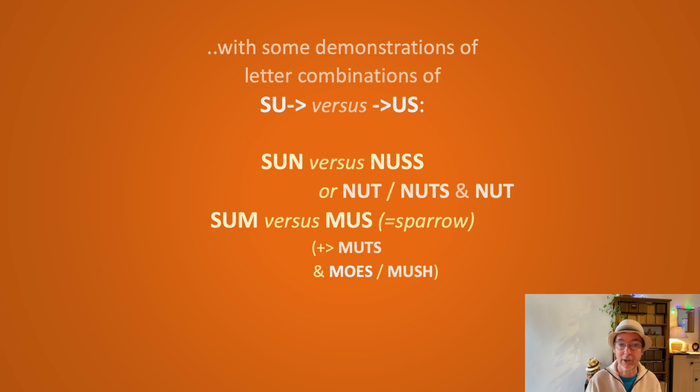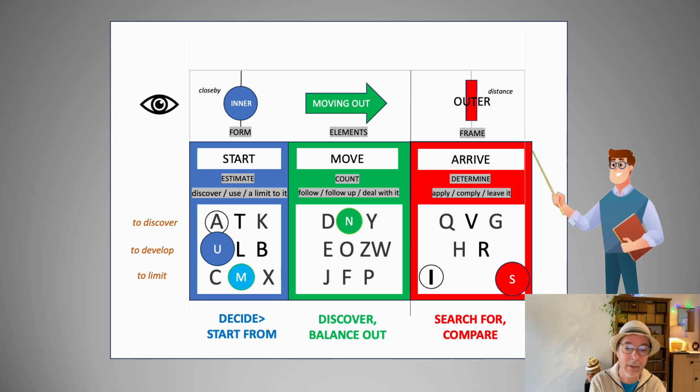And that's why sun is more or less the opposite of NUSS, which is a German word, which is more or less the same word when I see it in the opposite direction, or some, whose opposite is MUS, which is a Dutch word which means sparrow, and I will also show you sparrow just as a comparison. But first, a little bit of theory.